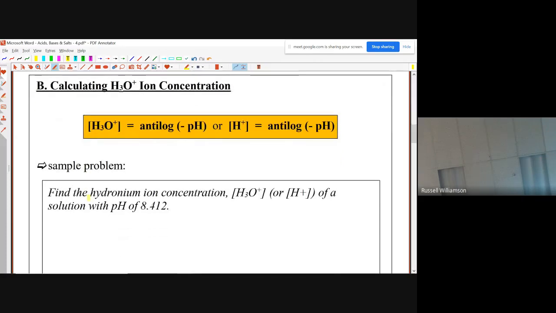I just showed you how to go from hydronium to pH. I want to show you the reverse calculation. So we're going to use this right there. Our hydronium concentration is the antilog of the negative pH.